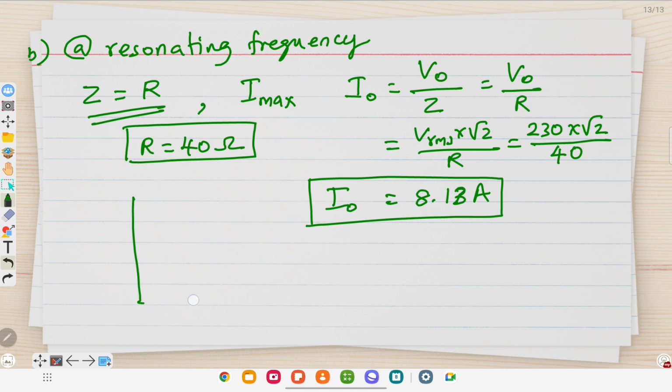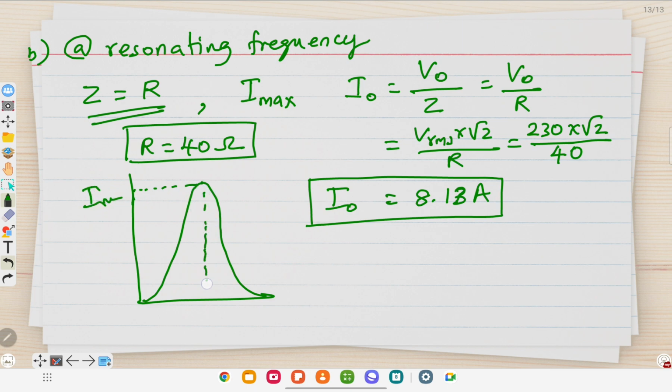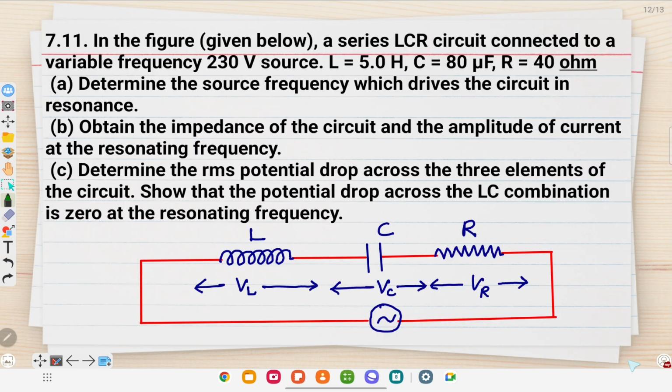You would have seen this graph also. If you want, you can use this graph for reference. So current attains maximum I max at that resonance frequency. You can recall this graph. So we found the impedance and maximum current at resonating frequency.